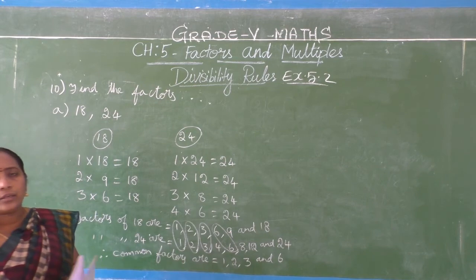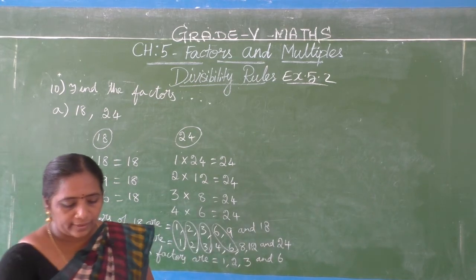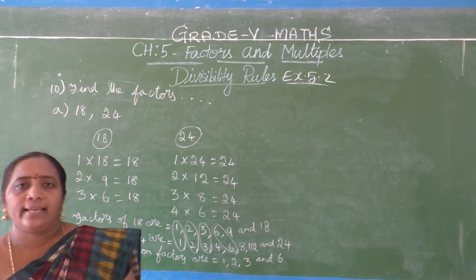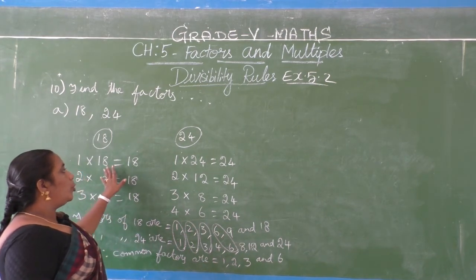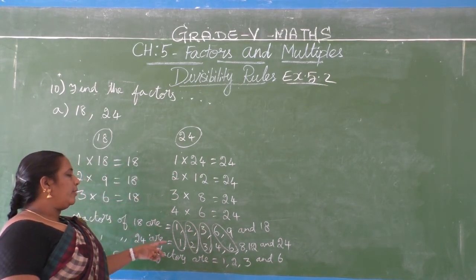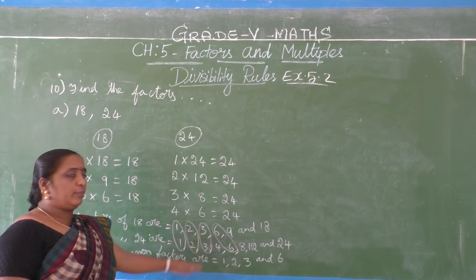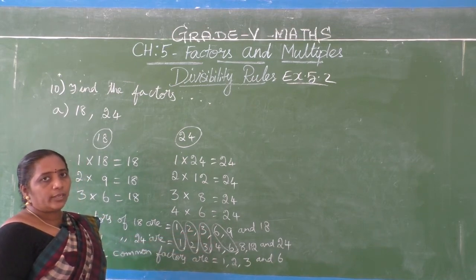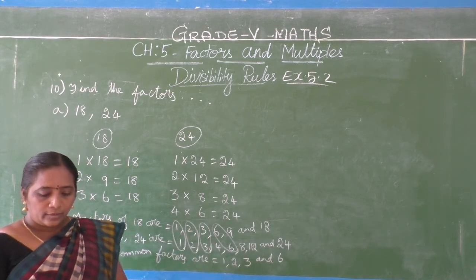Okay, Kana? To find the common factors, first you have to write the factors of both numbers, then we have to find the common factors of those two numbers. Okay, do you understand? Right.